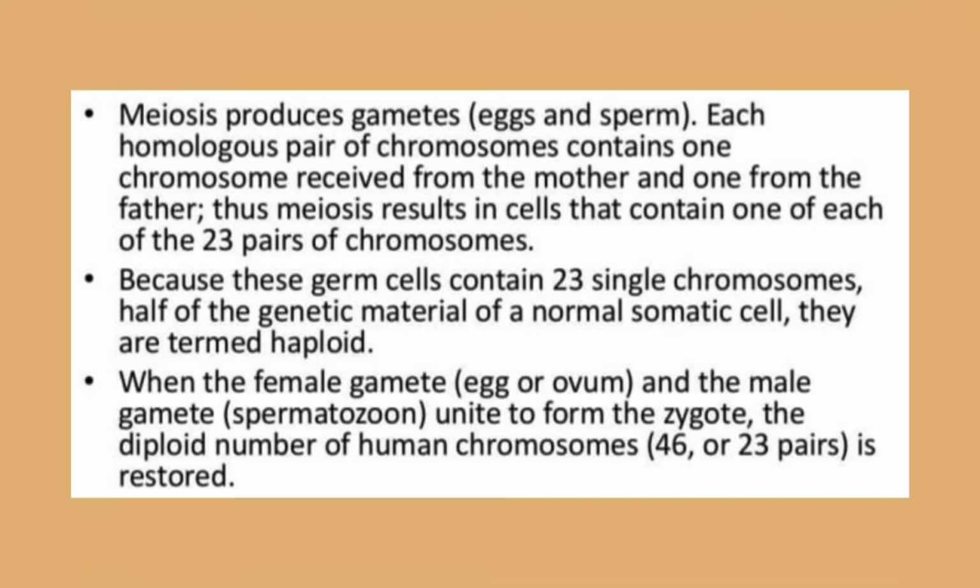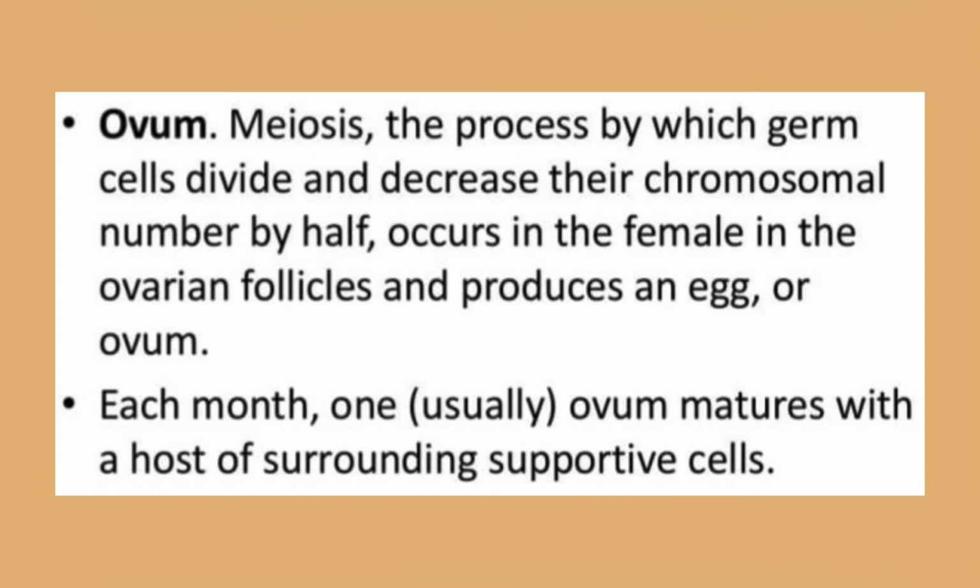And third point, when the female gamete, the egg or ovum, and the male gamete, the spermatozoon, unite to form the zygote, the diploid number of human chromosomes, which is 46 or 23 pairs, is restored. Then, ovum. Meiosis, the process by which germ cells divide and decrease their chromosomal number by half, occurs in the female in the ovarian follicles and produces an egg or ovum.